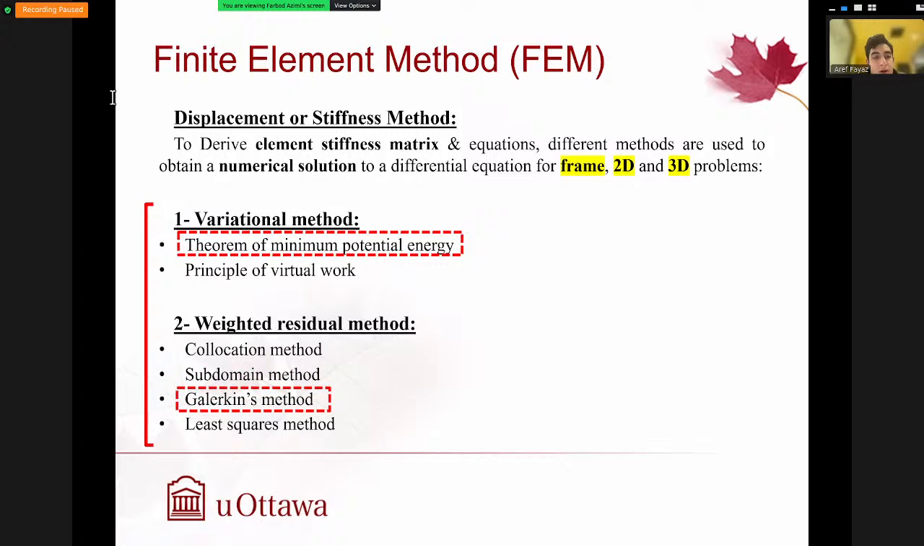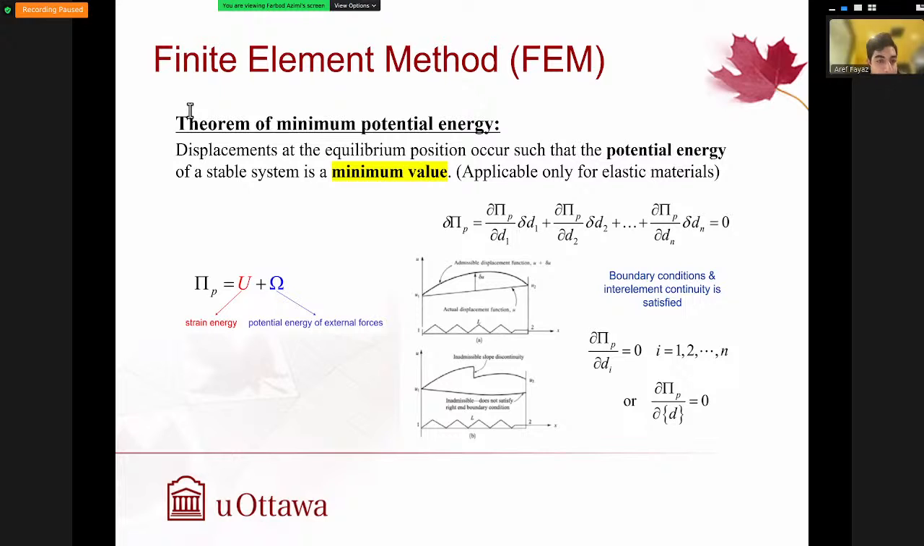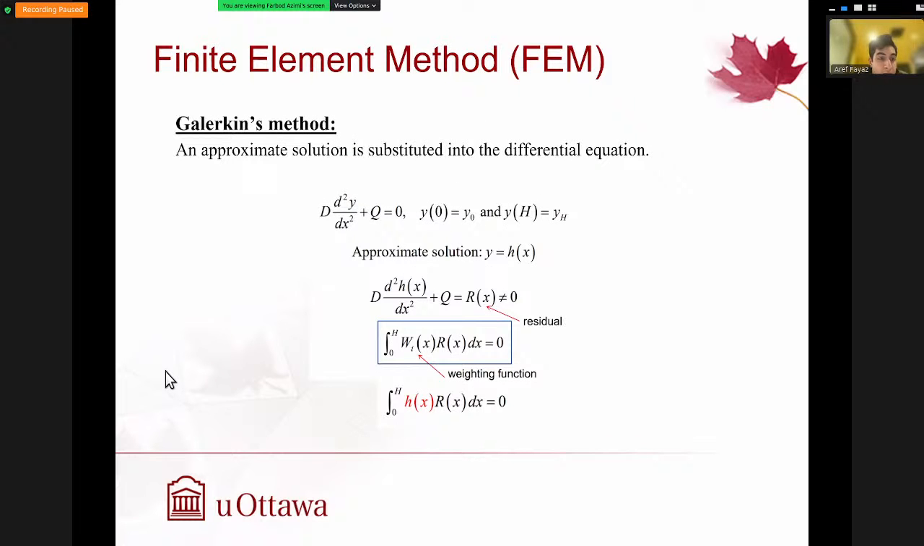So we're going to be focusing on the theorem of minimum potential energy, as well as the Galerkin method. The theorem of minimum potential energy: the displacements at equilibrium position occur such that the potential energy of a stable system is at minimum value. So if we have our strain energy and our potential energy of external forces, the sum of them comes to our minimum value. Now, the Galerkin method is an approximate solution for the differential equation that you see at the top, and the simplified approximate solution is in the blue box right below.